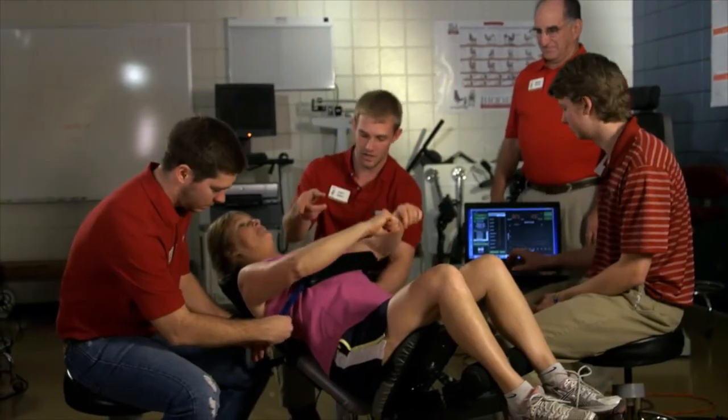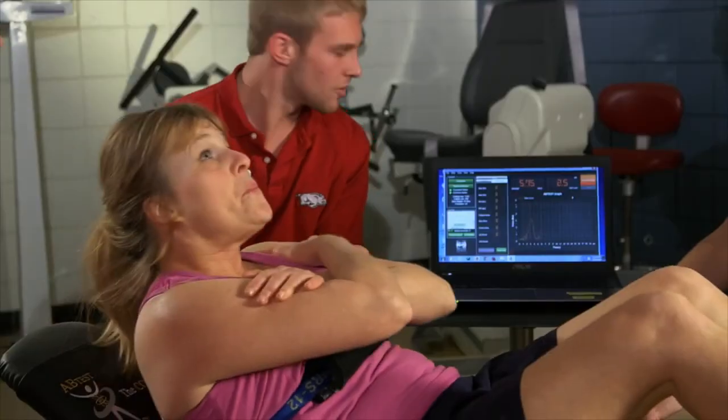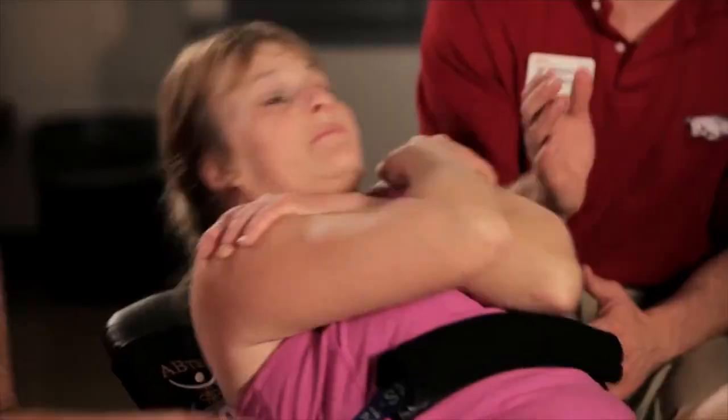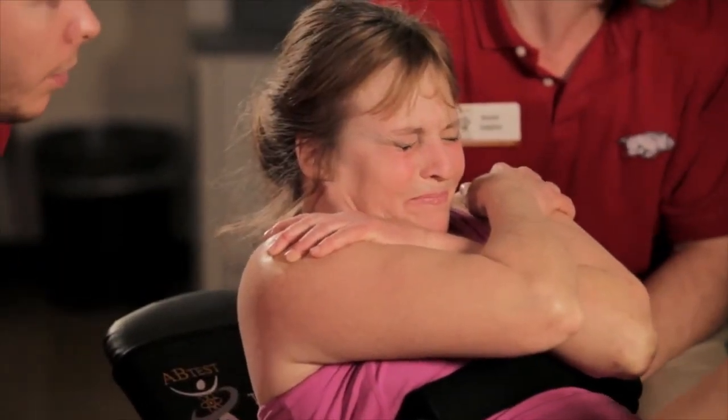Well, how'd I do? JD, I've got good news and bad news. The good news, you survived the test. The bad news is the worst reading we've ever seen. Man, I need to work on my core strength. Dr. Barry Brown created this device called the AB test to quantify core strength. His research has shown that sit-ups measure abdominal muscle endurance, not strength. Building the core reduces lower back pain and enhances athletic performance.